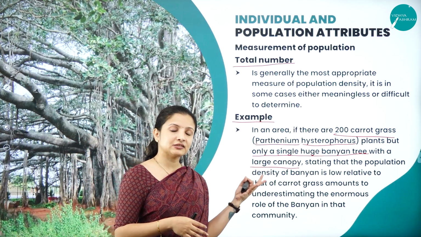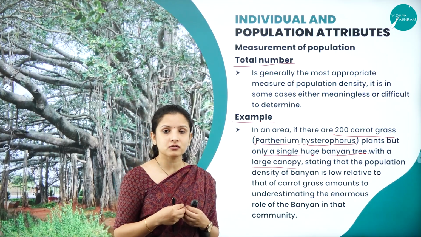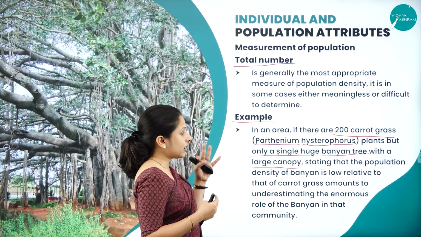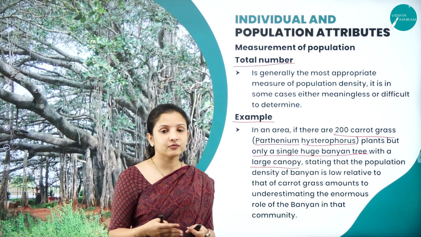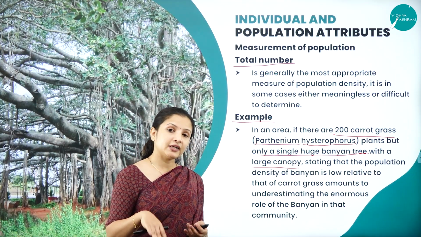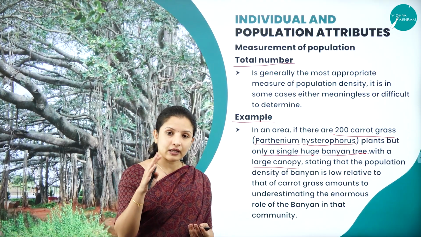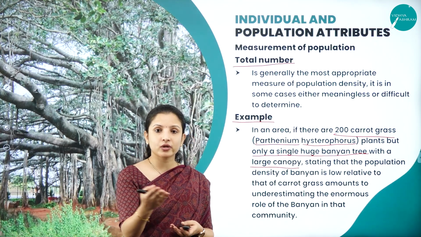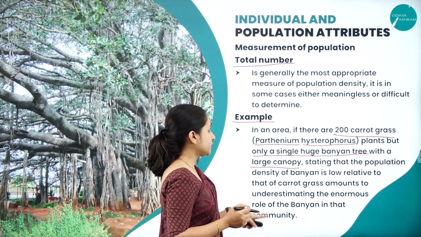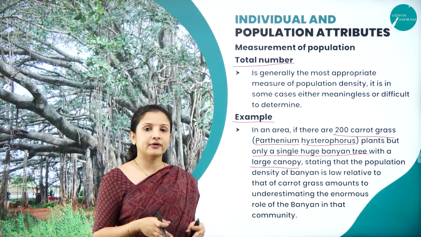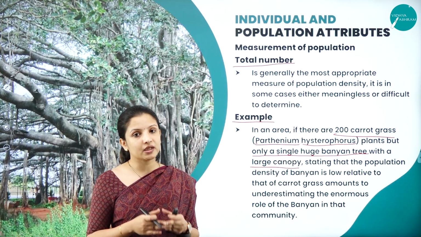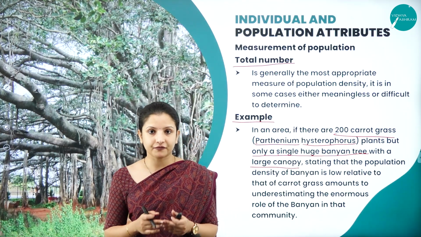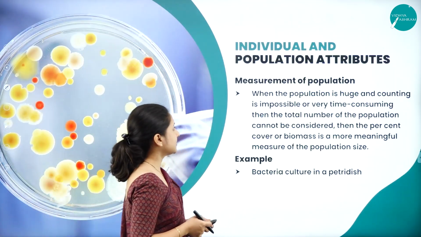But the area covered by the banyan tree is more than that of the Parthenium. Now, can you simply say counting the individuals is the best option for understanding the population of a community? No, right? Because here we have to give importance to both the banyan tree and the carrot grass. Carrot grass might be more in number, but the area occupied by the banyan tree is more than that of the carrot grass growing in that field. We have to consider the area as well as the number of individuals. Both should be given importance while talking about a population in a particular geographical area. So this is one of the best examples.